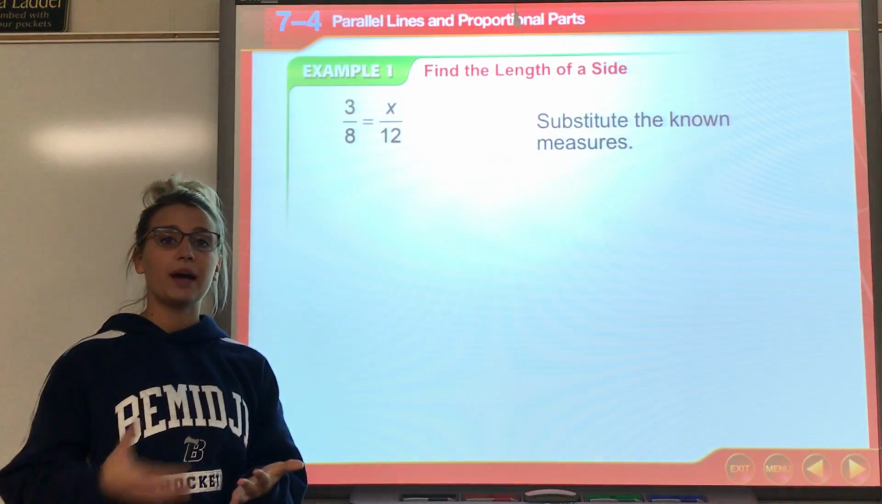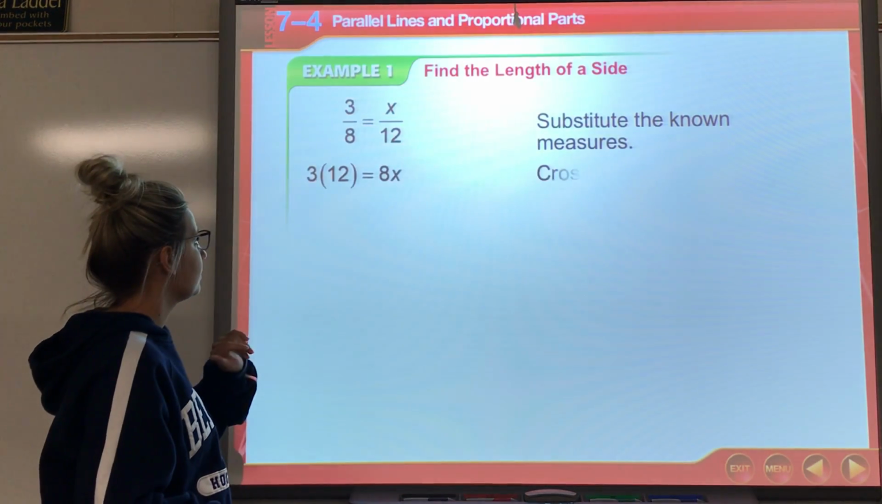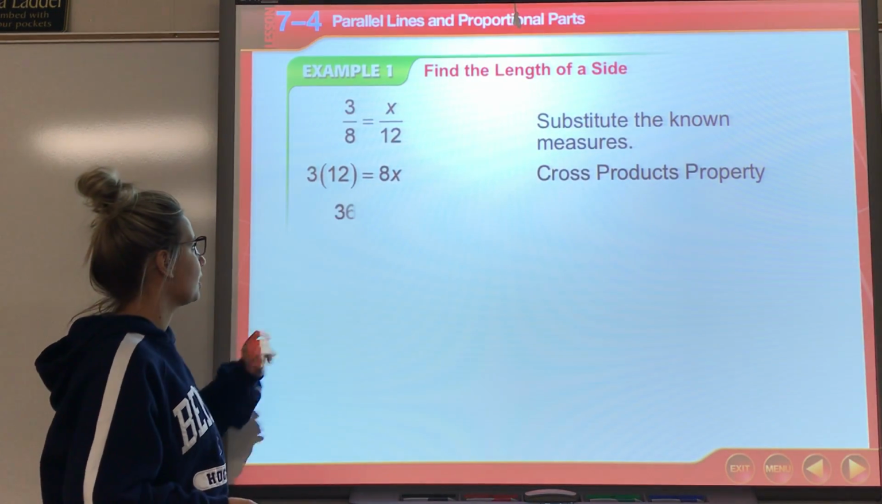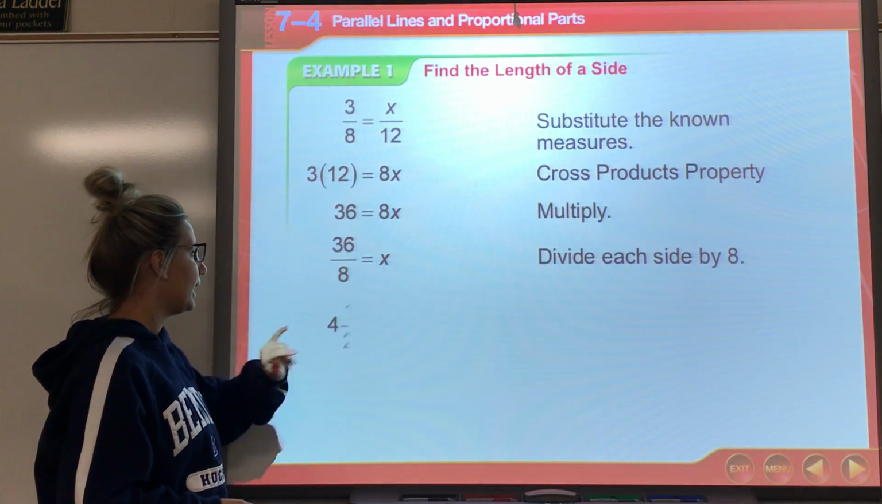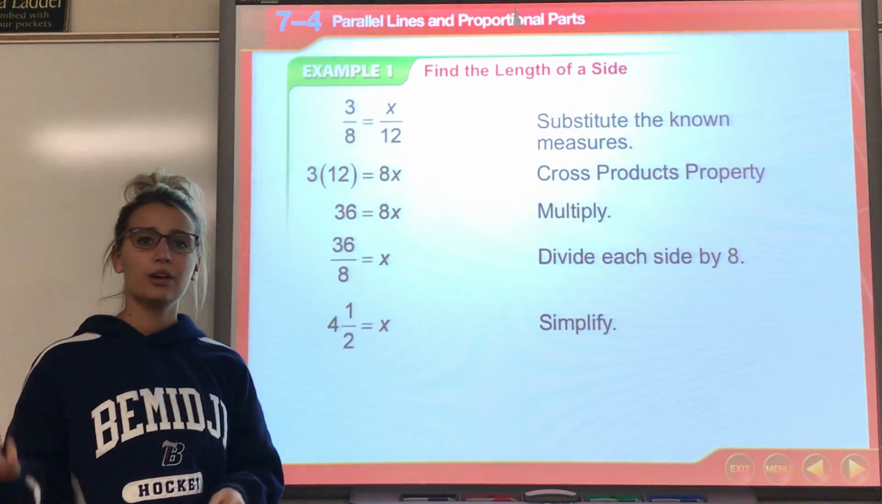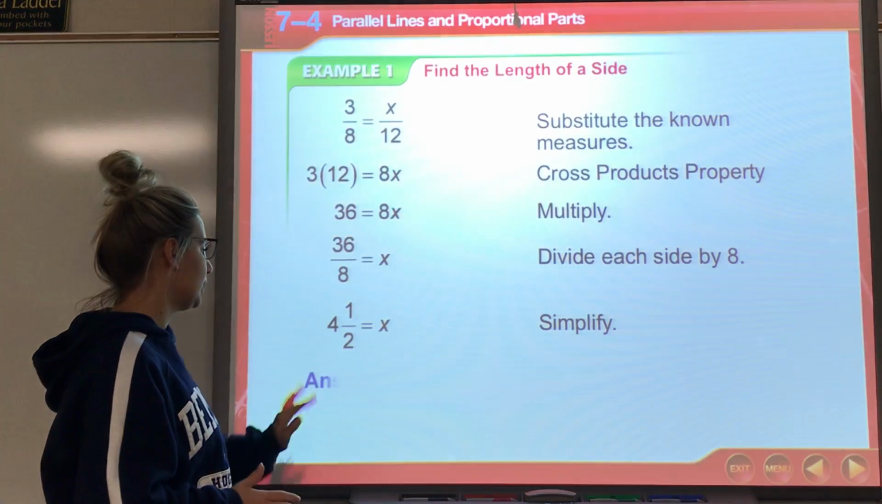Okay, this is where we apply that cross products property. Go ahead and simplify this. So we get 36 equals 8X. Divide by 8, we get 4.5. So the value of X that we were trying to find, we get 4.5.